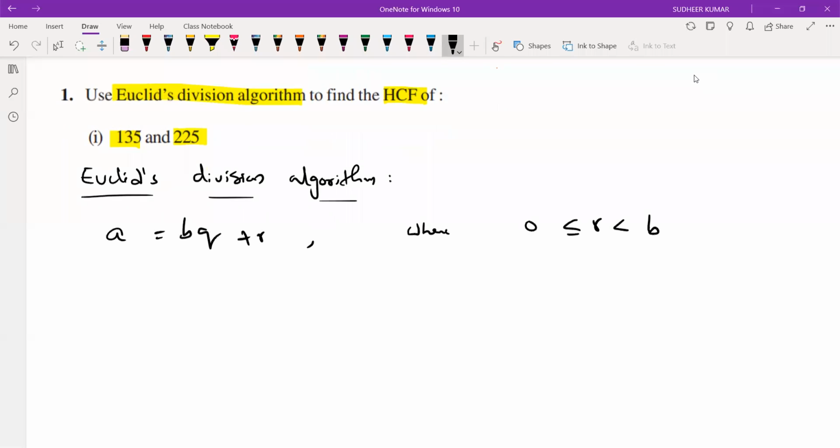So take the highest value, 225, as a. Divide it with the least value, 135, the smaller number. Now, can you divide it? How many times?